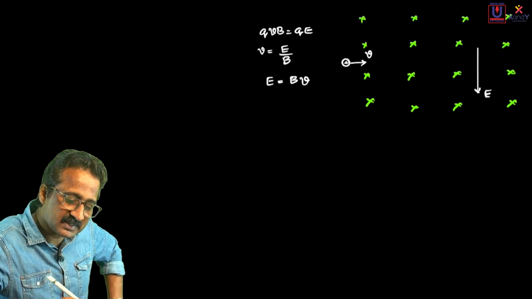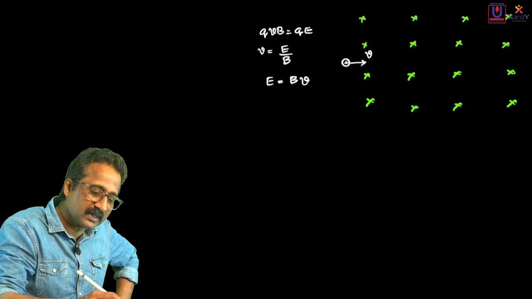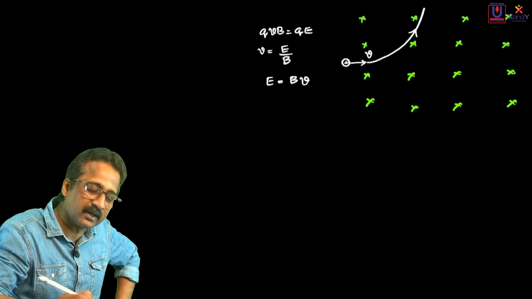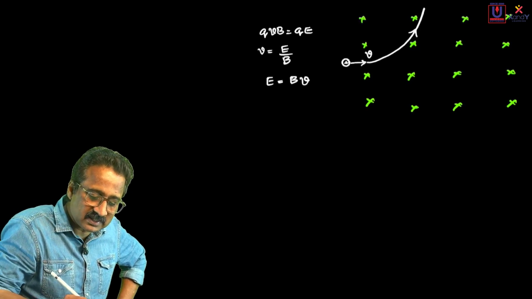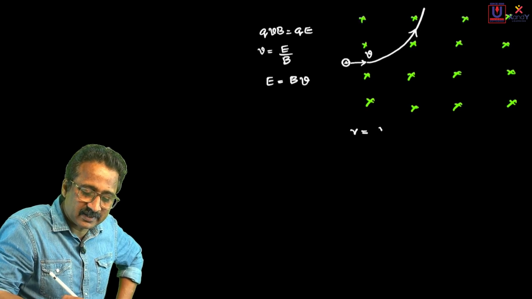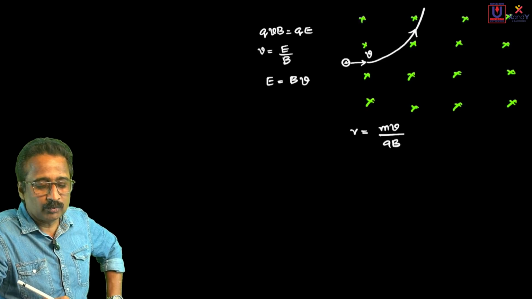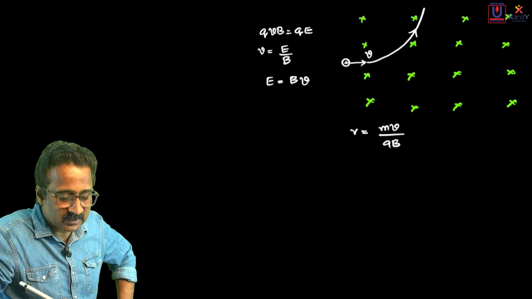Okay, I'm erasing that electric field now. Then you know that the particle is likely to take a circle because of the magnetic field alone. Now that circle has a radius. The standard equation for the radius of that circular path is R equals mv by qB. Now the question is, what is E?